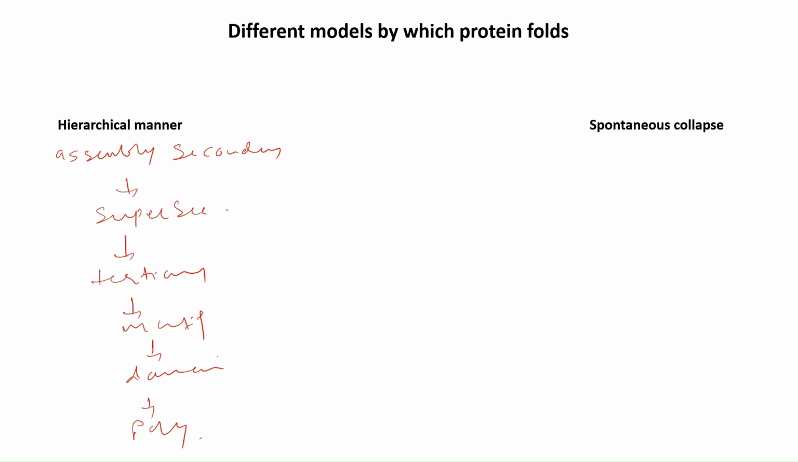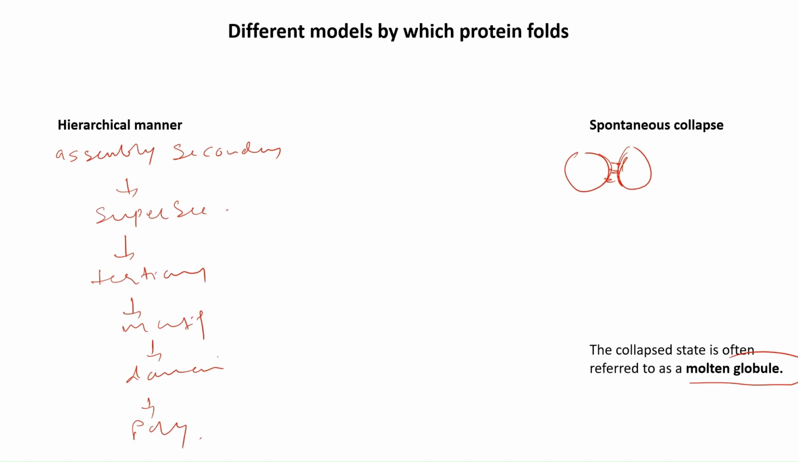Now, the second model is spontaneous collapse. Spontaneous collapse means the peptides and polypeptides spontaneously collapse with each other. And when they collapse, the hydrophobic amino acids present between them start interacting. And that's how they start aggregating with one another, forming a complete protein. So either they follow a hierarchy or they spontaneously collapse with each other, generating hydrophobic interactions, and that's how they start aggregating. When they collapse with each other, that collapsed state is known as molten globule.